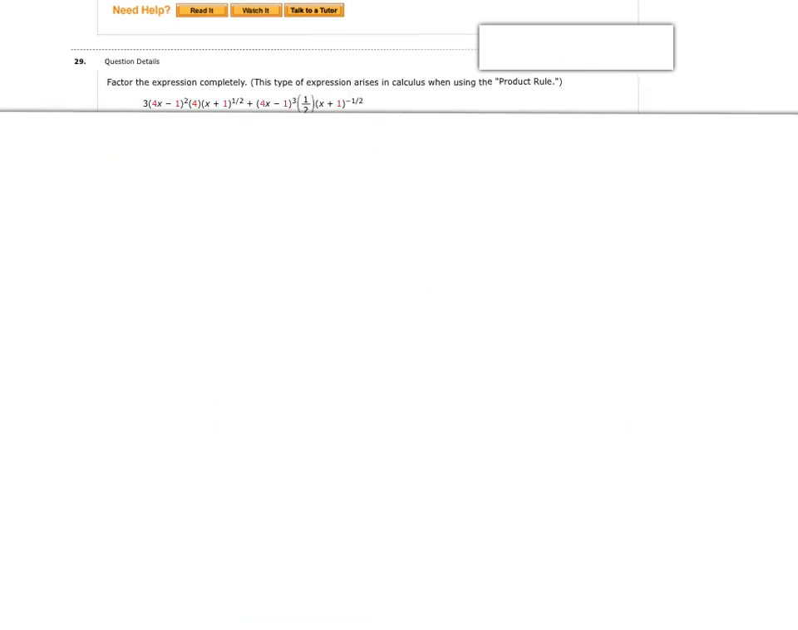All right, next up here, same idea. So I'm going to use 2 variables. I'm going to let u equal 4x minus 1. I'll let k equal x plus 1. And so I'll go ahead and rewrite this. I'm going to go ahead and multiply the 3 and the 4 here and call that 12. And then we'll go u squared k to the 1/2.